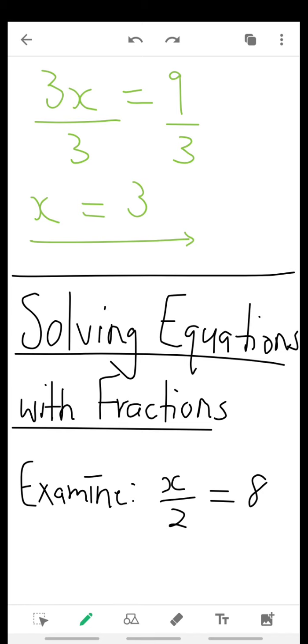Remember, a fraction is when you have a number over another number. Very important. So examine x over 2 equals to 8. And we want to see how we can solve for x if we have a fraction like this one. Remember, what does this line mean? This line means division. So since it's division, that means the opposite of division will be multiplication. So I can multiply both sides, the left and the right hand side, by what I'm dividing by, which is 2. And I'll find my x. Let us see how we do that.